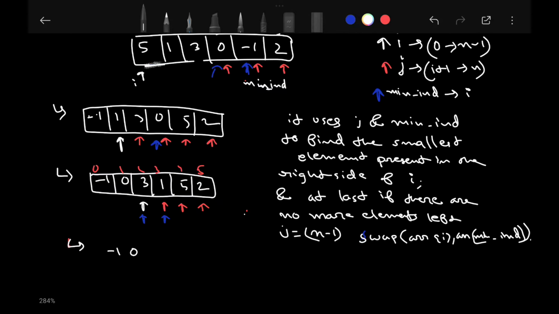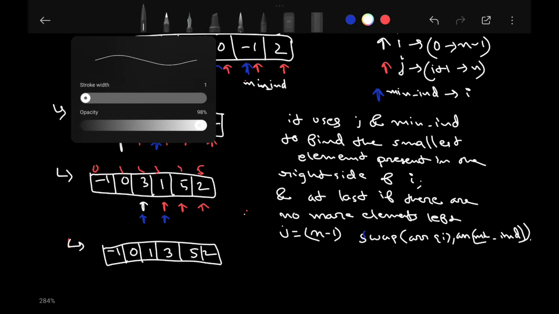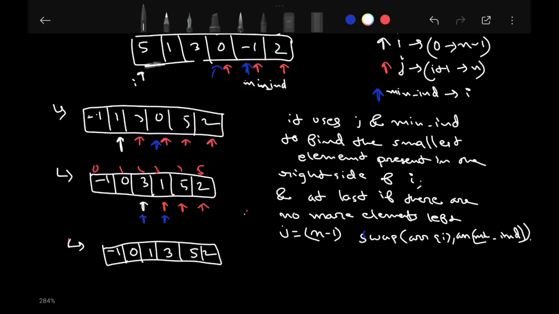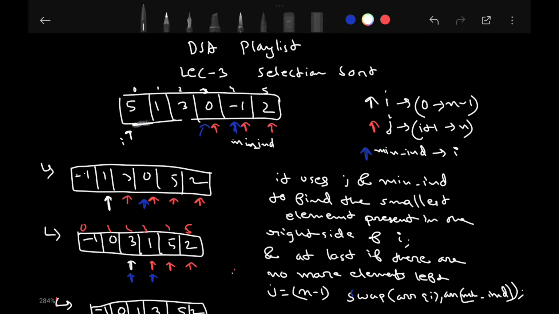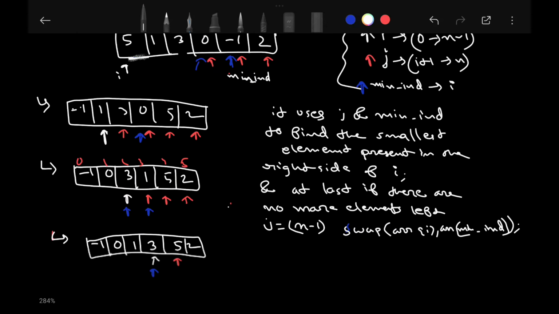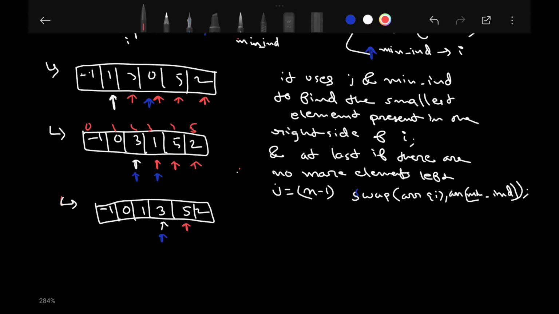minus 1, 0, 1, 3, swapping performed, and 5 as it is. Now again the same thing. Now our i is pointing at 3. Our min index is pointing also at 3, and our j is pointing to i plus 1. Initially, as I told you, this condition satisfies. Initially, every time this condition will be satisfying. Okay, now j is incremented, and first of all, a check is performed whether 5 is greater than 3. No, 5 is not greater than 3, so we don't change the min index.